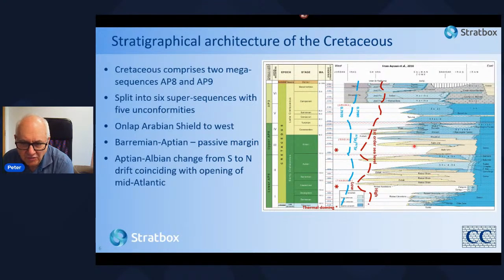And these sequences onlap the Arabian Shield to the west, and in the lower part of the Cretaceous, there's a great deal of clastic input from the Arabian Shield, resulting in the development of these mixed-clastic carbonate systems. Essentially, from the Barremian to the Aptian, this was a passive margin, and these unconformities correspond with a series of tectonic events, generally linked to the various stages of opening of the mid-Atlantic, and also various episodes of thermal doming on the Arabian Shield.